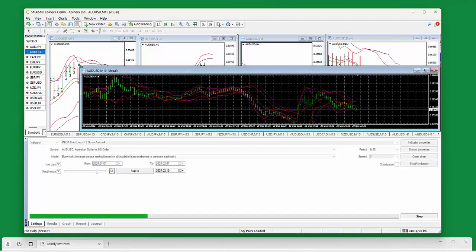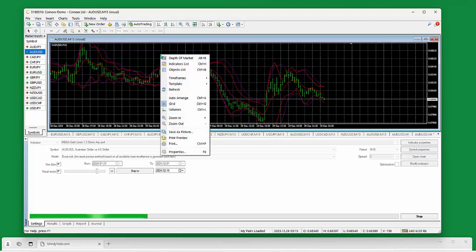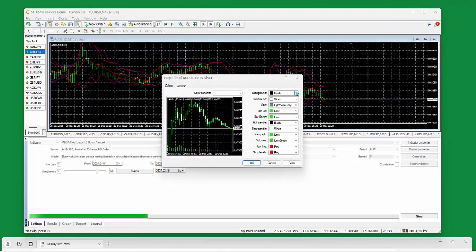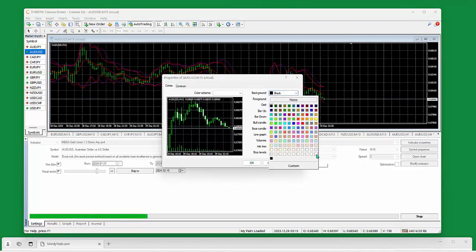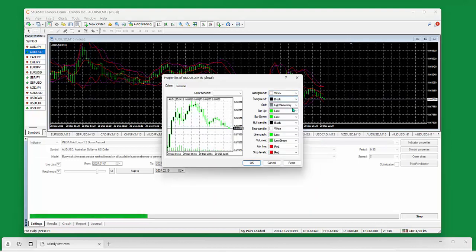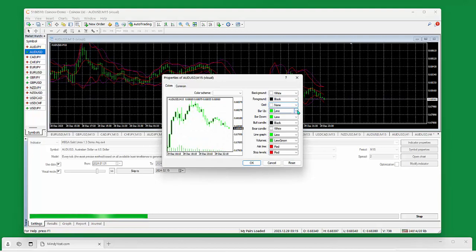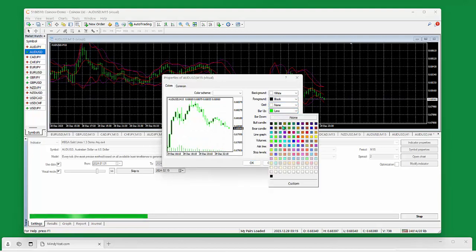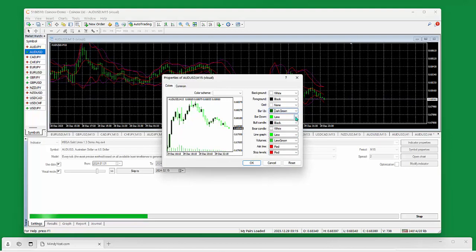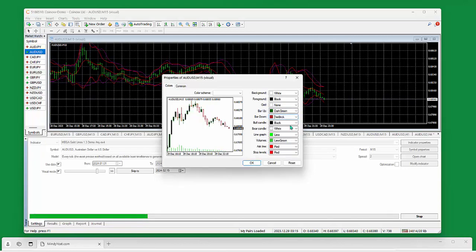This is the chart that was created by the strategy test, and I'm going to change the look of the chart so that we can see the indicator better. So I'm going to go to the properties window. I'm going to change the background on the chart to white and the foreground to black. And then I'm going to get rid of those grid lines because they just get in the way. And then I'm going to change the color of a bar going up to dark green, and the bar going down to dark red.